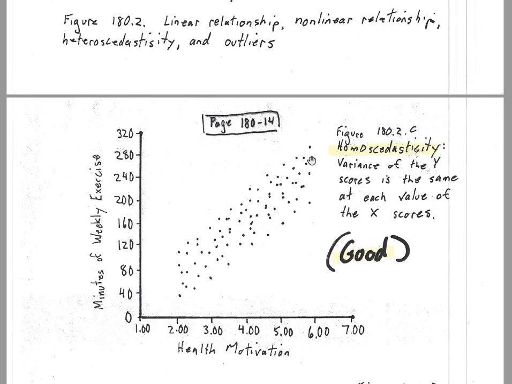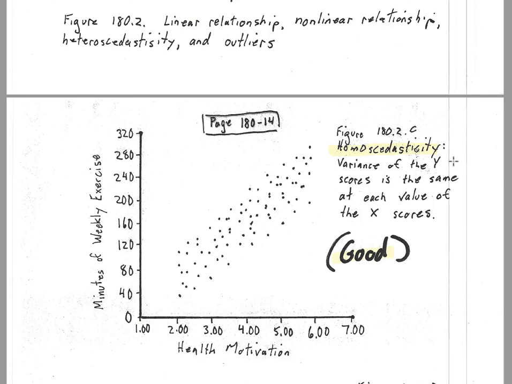It's the spread of scores between this score and this score. It's about 1 vertical inch on my computer screen. In other words, the variance of the y-scores is pretty much the same no matter what their health motivation score is. Low health motivation has a certain variance. Medium health motivation has about the same variance on minutes of weekly exercise. High health motivation has about the same variance on minutes of weekly exercise.